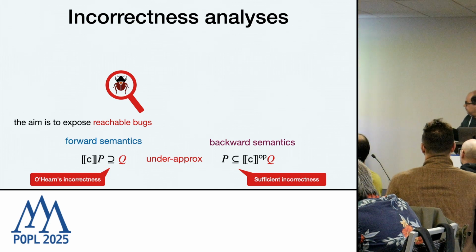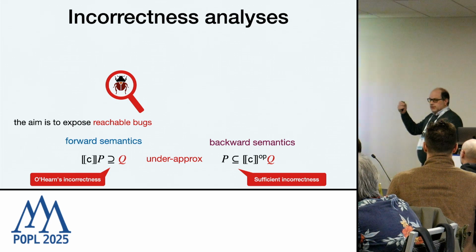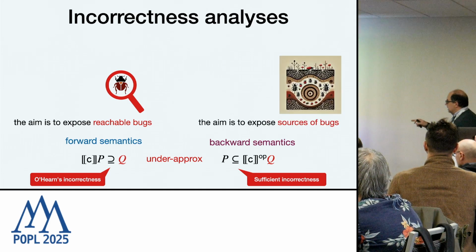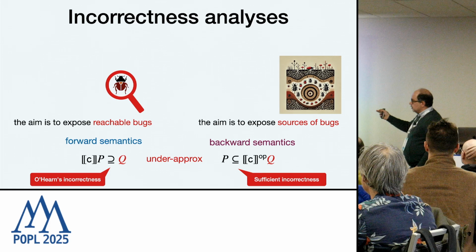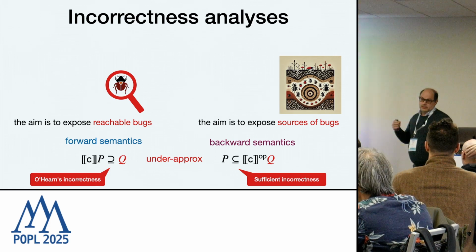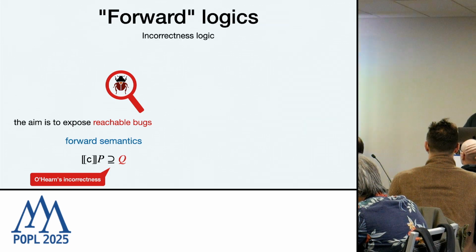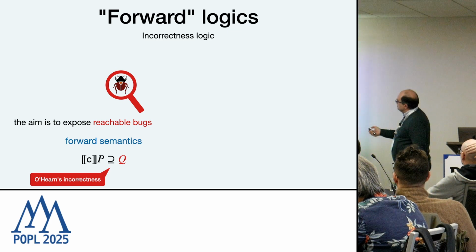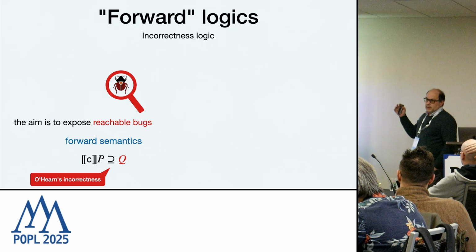The aim of the 2 logics is slightly different. Incorrectness logic and their derivatives are aimed to expose reachable bugs. That's what they have been designed for. While sufficient incorrectness logic, or backward under-approximation semantics, aims to expose sources of bugs, so source states leading to some error in the end. I already classified this logic as a forward logic, and this is also observable at the level of the inference rules of the logic.